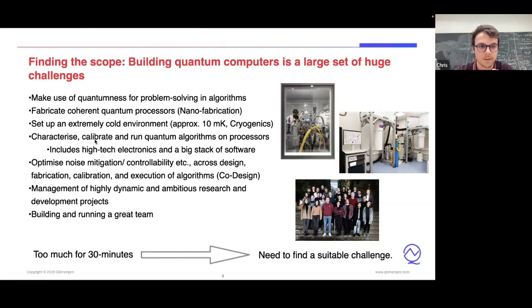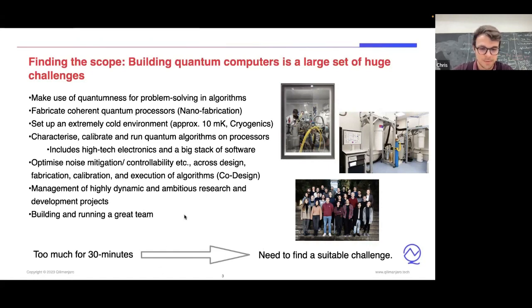This is the system which cools down to approximately 10 millikelvin. And then there's a lot of work to characterize, calibrate, and run the algorithms, which includes a huge set of expertise in understanding of the physics and electronics and in software. And then you need to do all this considering noise mitigation, and you want to have the right degree of control. And then you need to manage all this huge effort and very unforeseeable project. And then of course you need a good team for this.